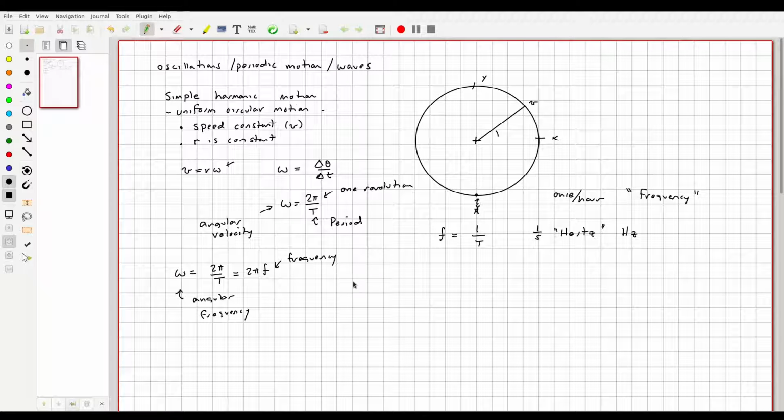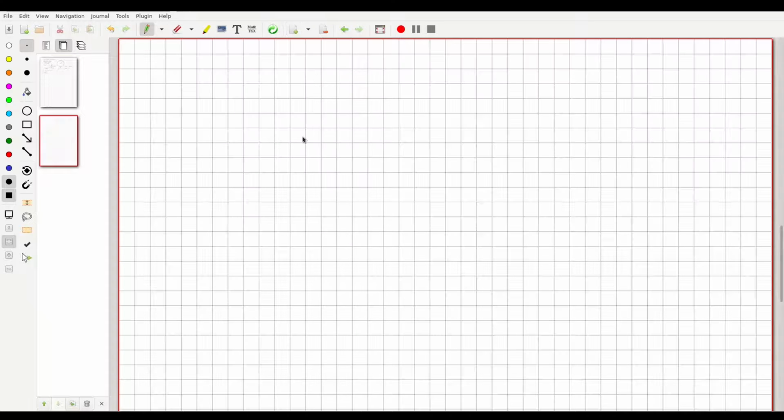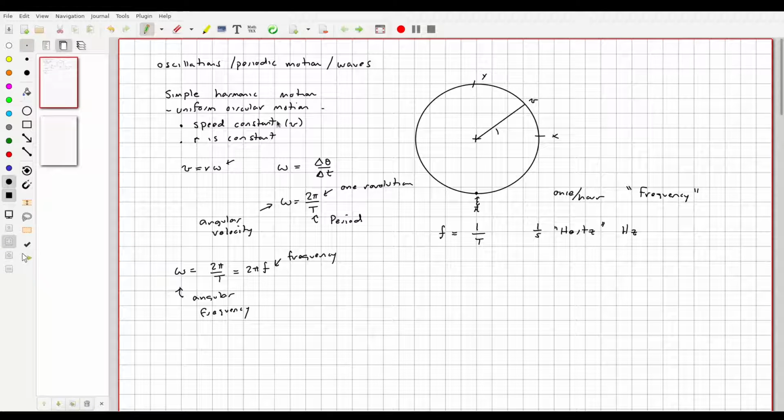Now, what that means is that if you know what the angular velocity of something is, if you know what the angular frequency, quote unquote, is, you also have the regular frequency, and you also have the period as well. So, a little bit of terminology, but more importantly, what I want to talk about next is how examples of simple harmonic motion are related.